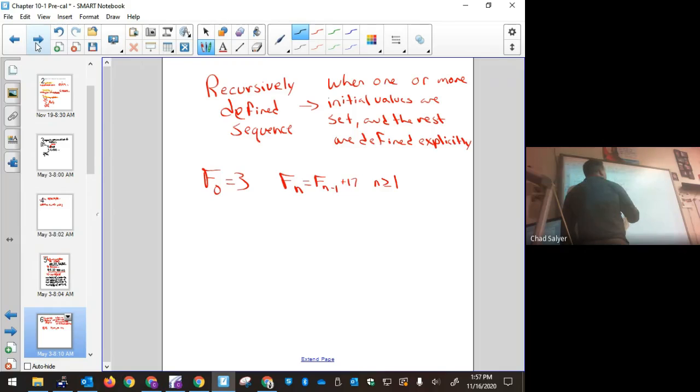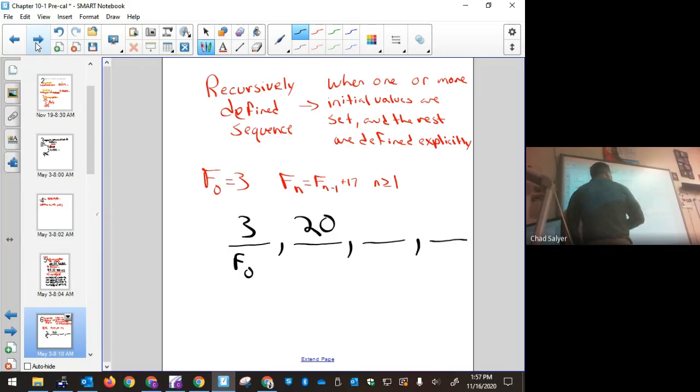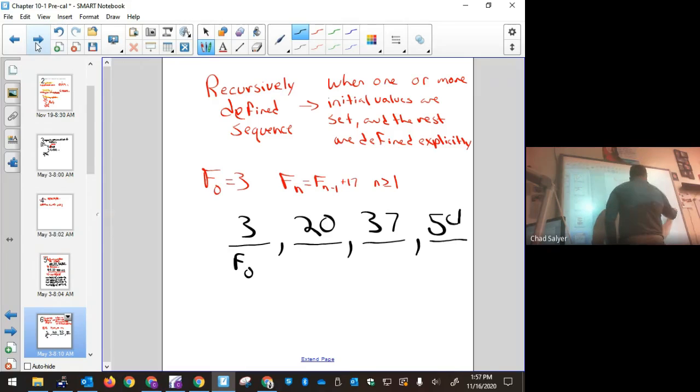Okay, so let's find the first 4 terms here. So this will be f sub 0, and it's fixed at 3. And every subsequent term is the previous term plus 17. So that's 20, that's 37, 54.